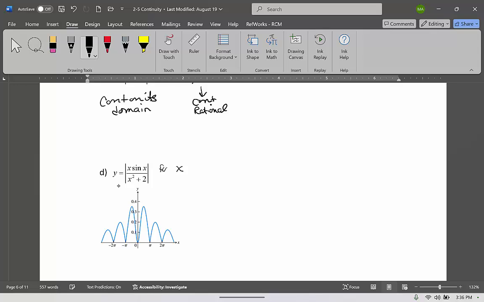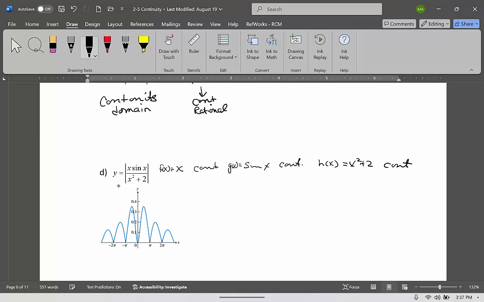So if we have f of x equals x, it's a polynomial which is continuous. We know that for the sine of x, if I call it, say, g of x equals the sine of x, this is also continuous because the limit at any point on its domain is going to equal the sine of that point. So it's going to be continuous. And then we'll call the denominator here h of x equals x squared plus 2, a continuous polynomial function.